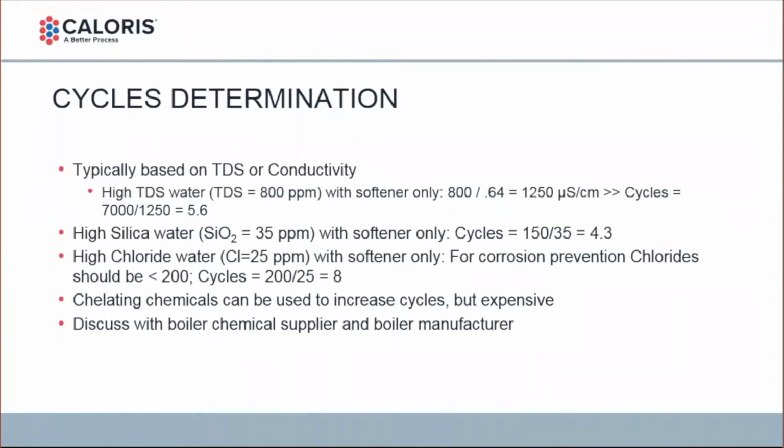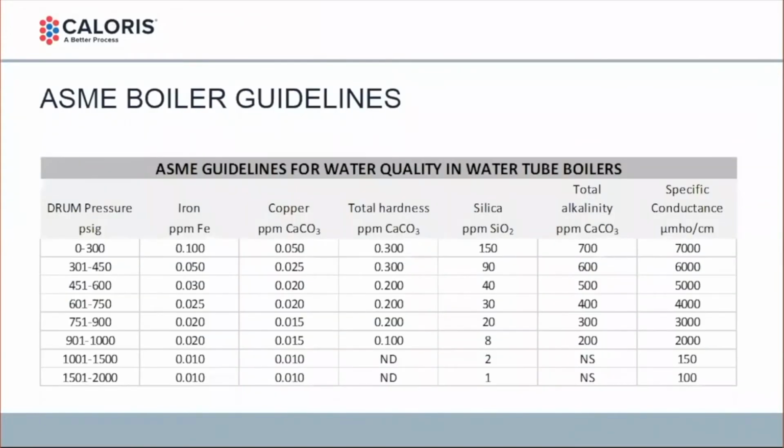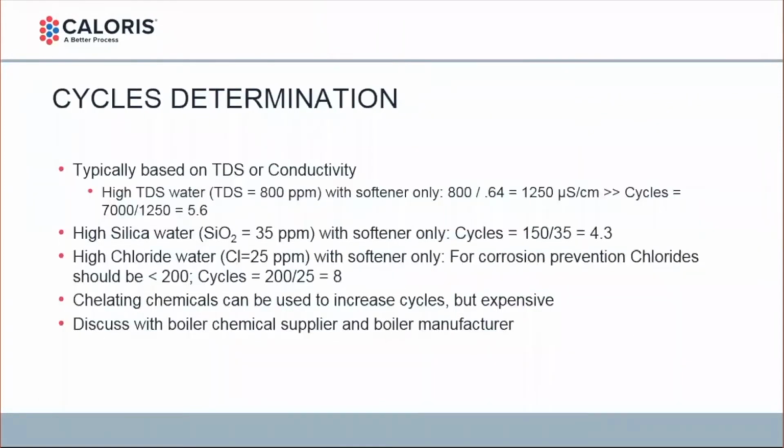So for the cycles, we're going to use that back here. We recommended for a 0 to 300 pound boiler 7,000 for the specific conductance. We take 7,000, divide by that 1,250 in the feed water. That's going to give us cycles of 5.6.